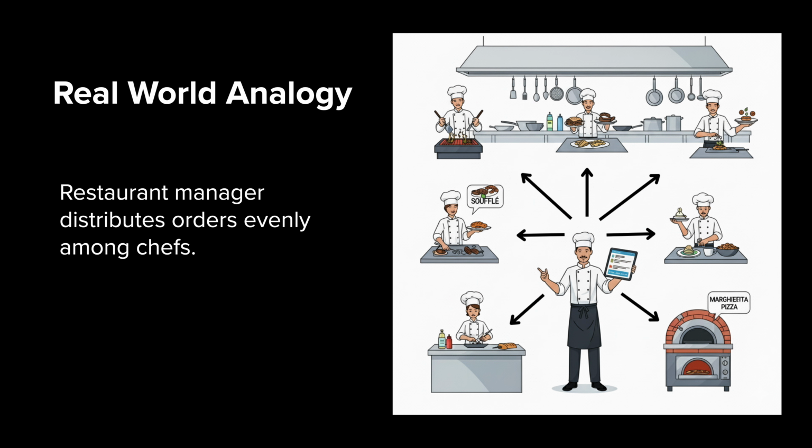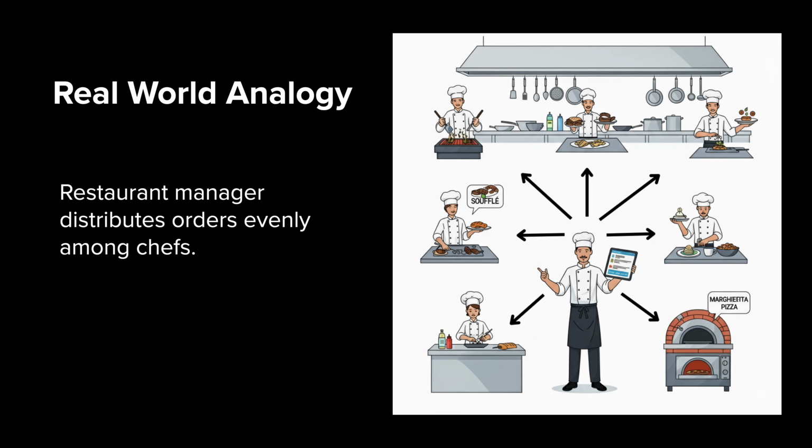Let's make load balancing easier to understand with a real-world example. Imagine a busy restaurant with multiple chefs in the kitchen. Customers come in and place their orders at the counter. Now, instead of giving all the orders to a single chef, which would slow things down and create chaos, the restaurant manager distributes the orders evenly to all available chefs. Each chef handles their share of the orders, cooks them efficiently, and the customers get their meals faster.